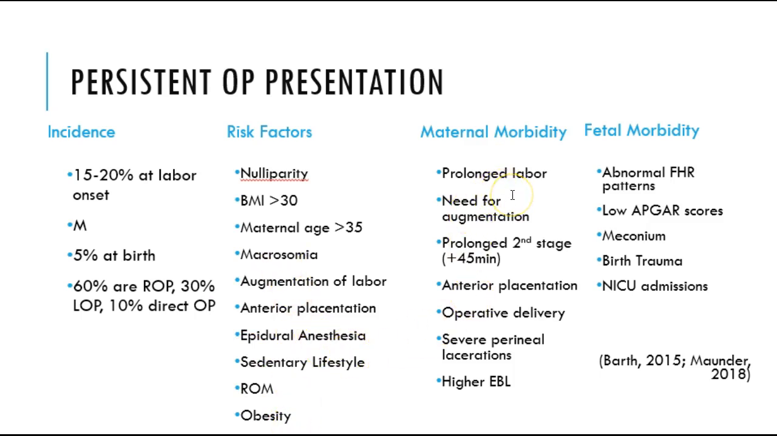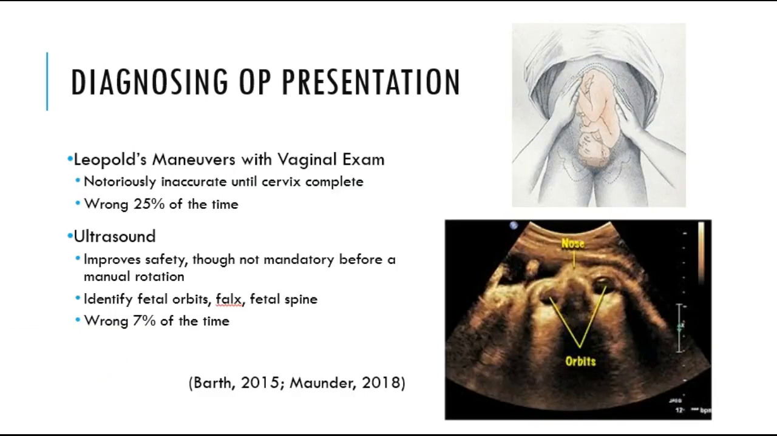Okay, and then what happens if we have a persistent OP presentation? So thinking about maternal morbidity: prolonged labor, need for augmentation, prolonged second stage. Sorry. Operative delivery, severe perineal lacerations potentially, and a higher EBL. And for babies, they're more likely to have abnormal fetal heart rate patterns, more likely to have low APGARs, meconium, birth trauma, and NICU admissions. So if there's something we can do to fix it, let's fix it.